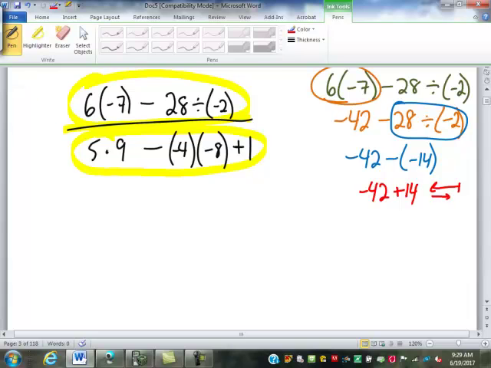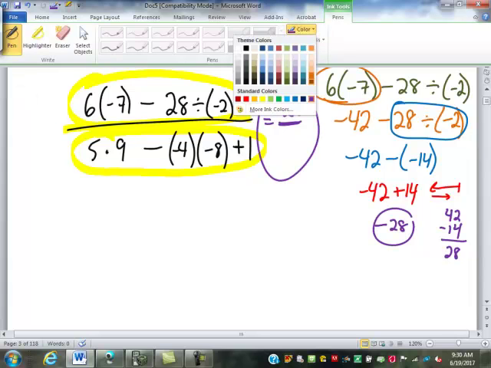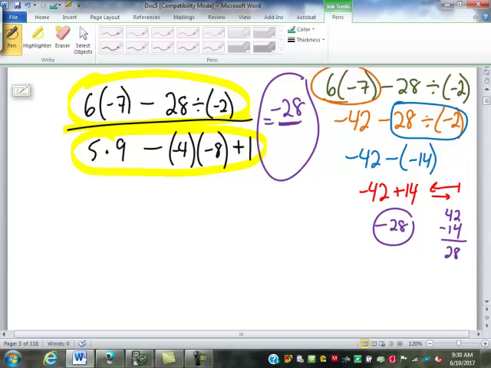So I have a negative 42 and a positive 14. They go opposite directions. It is staying on the negative side of 0. And since they're opposite directions, it's the difference in their magnitudes. So it's the difference between 42 and 14, which is 28. So the top of this is a negative 28. So now we go to work on the bottom. What's the first thing we have to do down there? 5 times 9, which is 45.